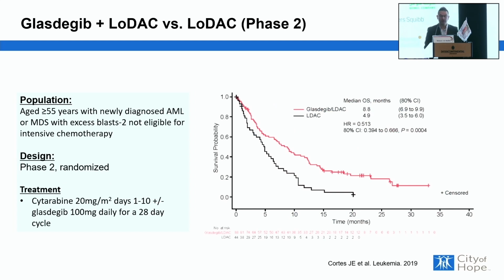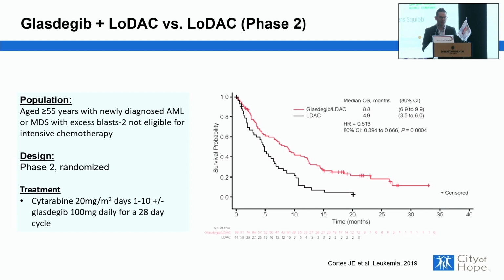Another option for older patients who are not eligible for intensive chemotherapy, if they cannot receive venetoclax, could be glasdegib, which is a Hedgehog pathway inhibitor. In this study, patients above the age of 55 with newly diagnosed AML or MDS with excess blasts 2, not eligible for intensive chemotherapy, were given this medicine based on a phase 2 study.